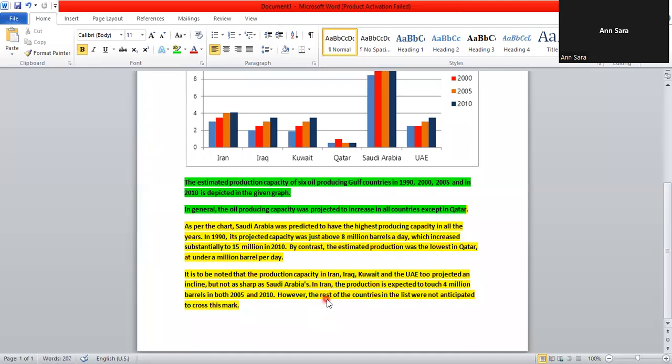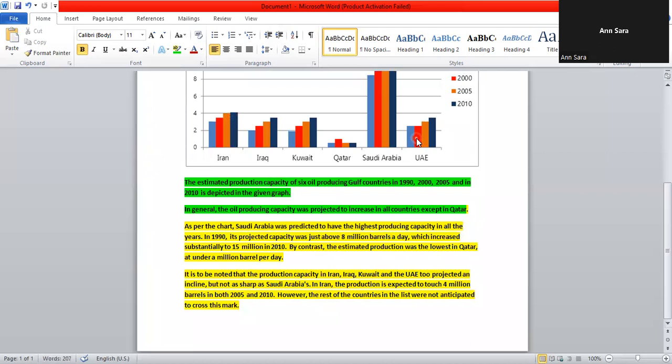In Iran, the production is expected to touch 4 million barrels in both 2005 and 2010. You can see it is touching 4. It's expected to touch 4 million barrels. However, the rest of the countries in the list were not anticipated to cross this mark. So this didn't cross, this didn't cross, and this didn't cross, and that's what we can see.